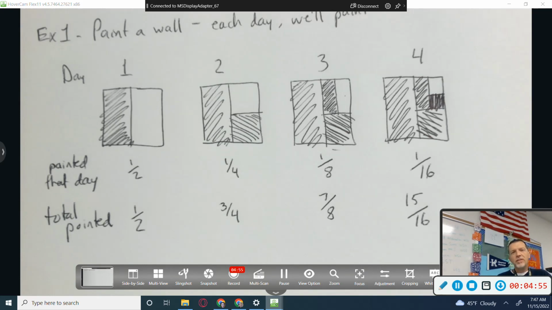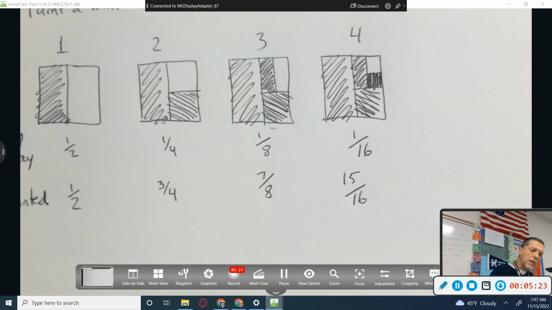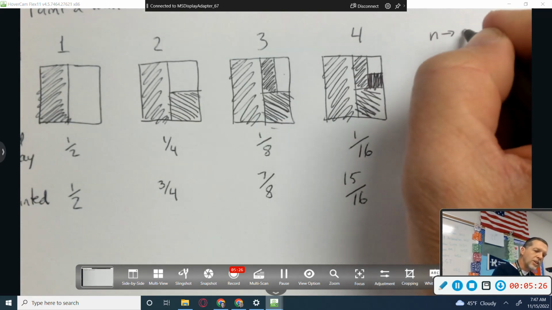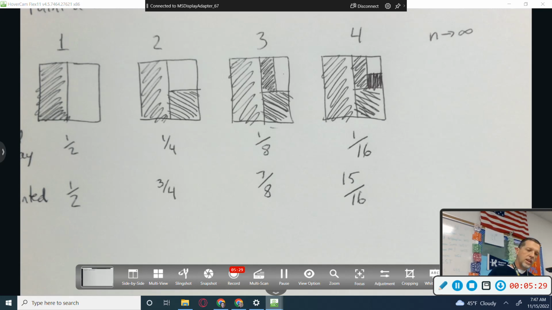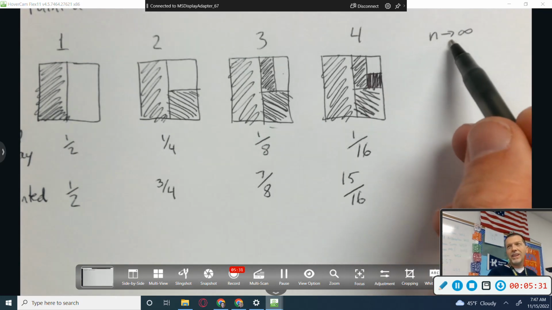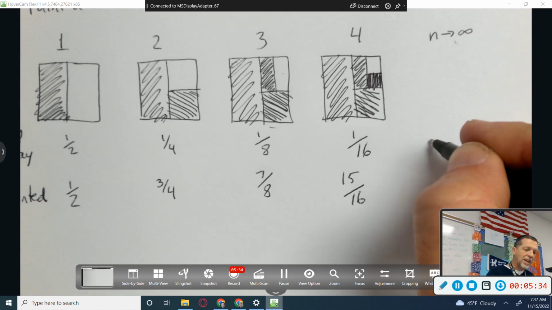Okay, now for the tricky question. Is this wall ever going to be done? Yes, you're kind of right to hedge. Like mathematically speaking, no, right? But after like 30 days, then you're getting a toothpick out to dot the wall. It's kind of ridiculous. So yeah, as n gets really, really big, as n goes to infinity, and it doesn't even have to get really that big, right? Like after a month, we're pretty much painting.